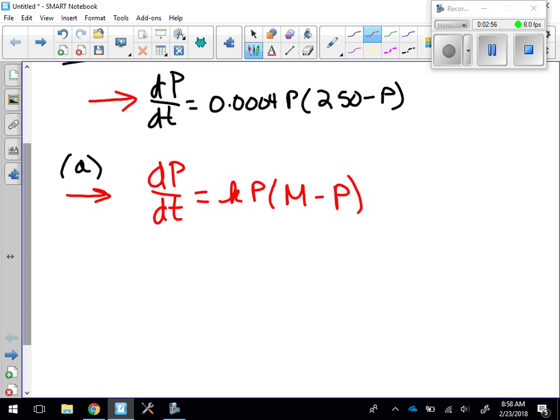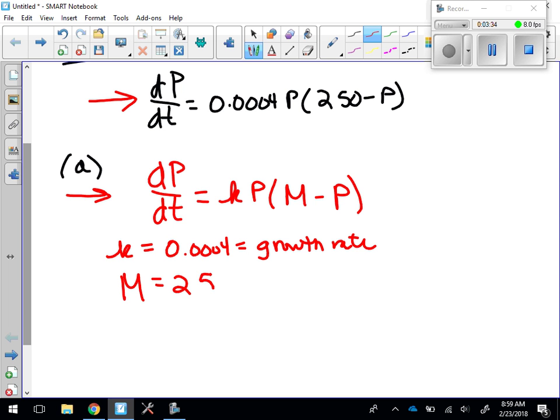Okay, so if we compare these two equations, what's K going to be equal to? 0.0004, and remember that that's our growth rate. And then what's capital M equal to? 250, and that's the carrying capacity.